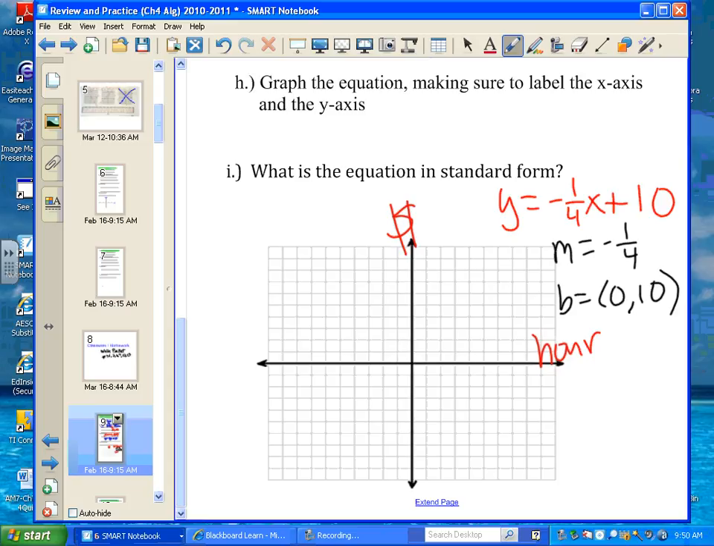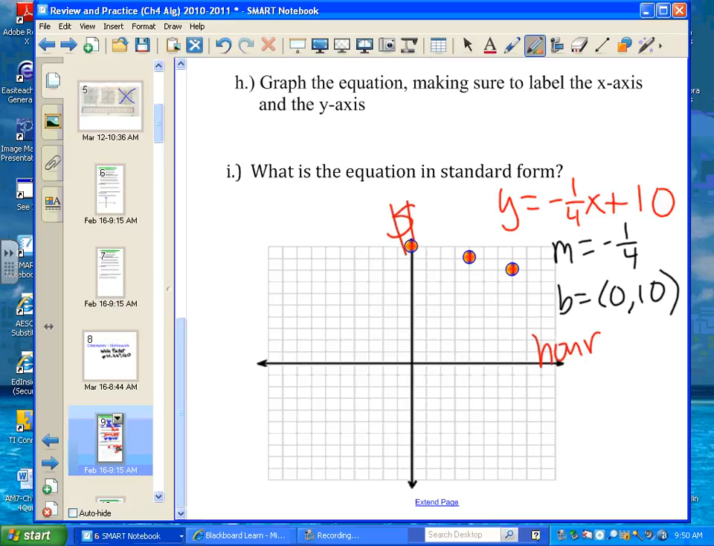So George, where do we start with graphing? Good, so we're going to start at 10. So 10's right here. What do we do next? So once we have 10, how do we get to the next point? Chloe? Good, down 1 to the right 4. Down 1 to the right 4, and you could keep going.